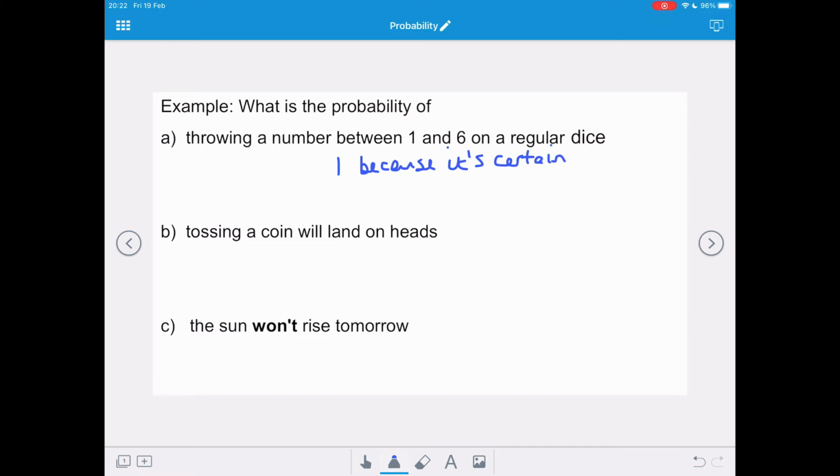The second question asks, what's the probability of tossing a coin that will land on heads? Well, there are two options and one of those is heads, so the probability is a half because there's a 50-50 chance of getting heads, because otherwise you would get tails. And then we want to look at the probability that the sun won't rise tomorrow. Well, we know that the sun will rise tomorrow, so therefore it's impossible, so a probability of 0.